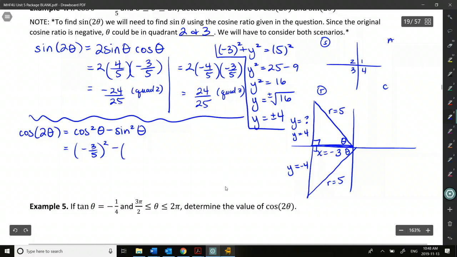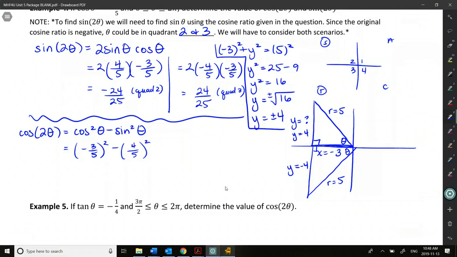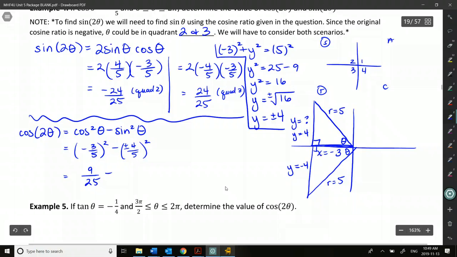And same thing for sine. So let's just say it's 4 over 5. Is it going to matter if it's positive 4 or negative 4 over 5 for this one? If I'm squaring it? It doesn't matter, right? Because when I square it, a positive will remain positive and a negative will become positive. So this one will only have one single answer. I'm going to get 9 over 25 minus 16 over 25. And we'll end up with negative 7 over 25. Okay, and that would be for quadrant 2 and 3.